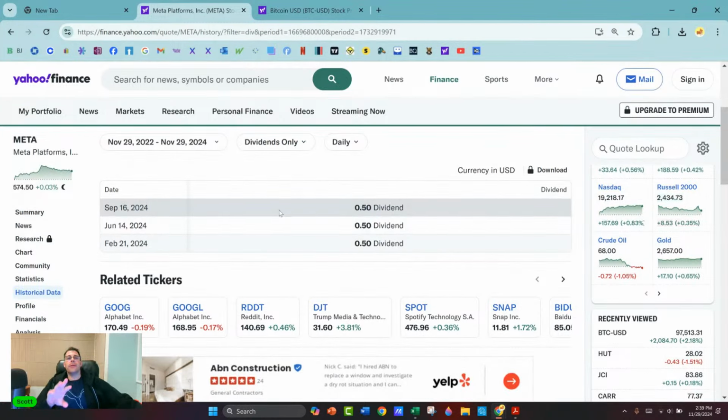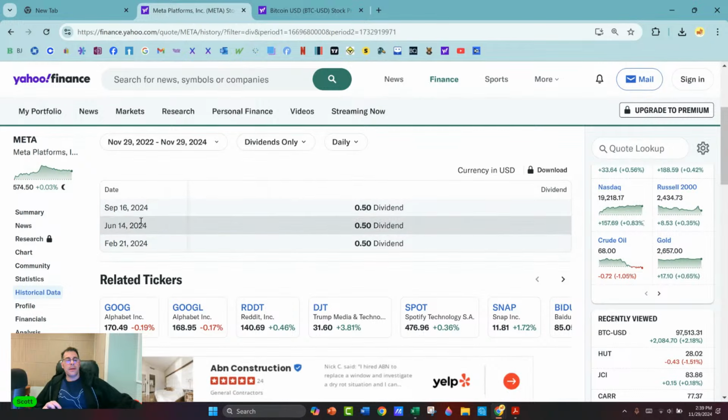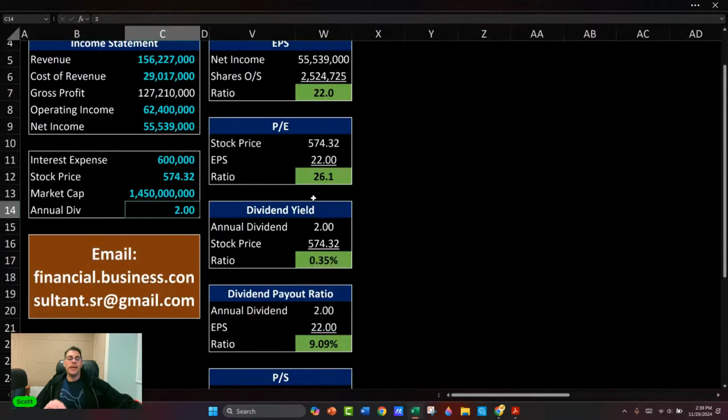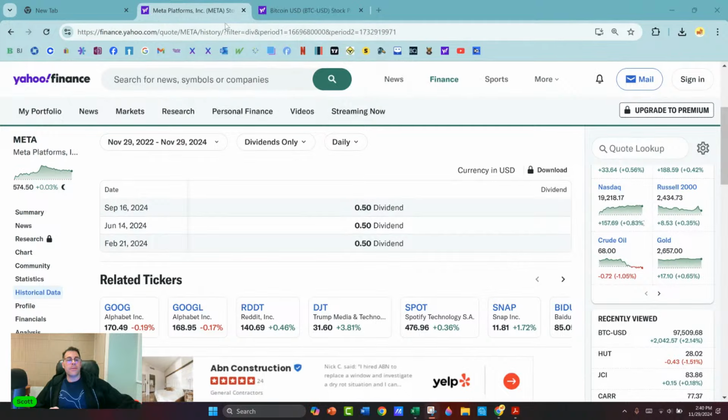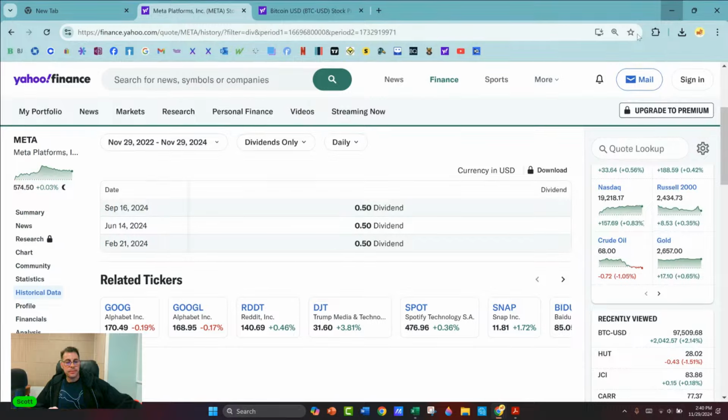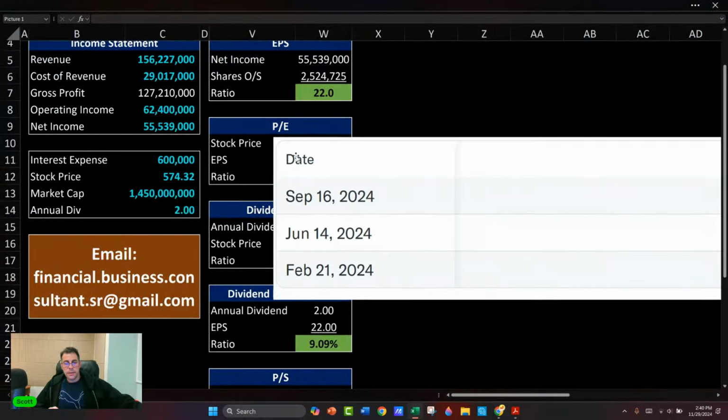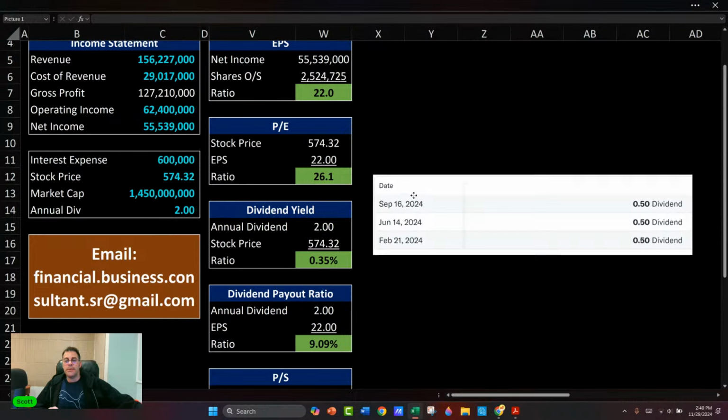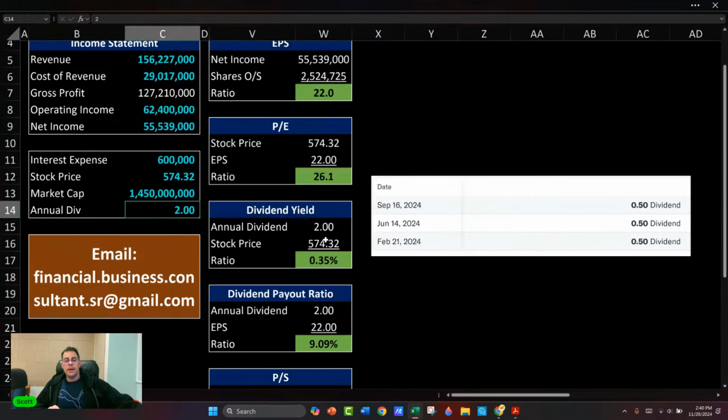Okay, so they've only paid 3 dividends ever, Meta. The last 3 quarters they paid 50 cents. So the way Yahoo Finance calculates their dividend, they take the most recent dividend and multiply it by 4 because it's a quarterly dividend. So even though they haven't paid $2 in dividends, since it's a quarterly dividend, you just multiply it by 4, and that's how you get your annual dividend. So the yield is currently 0.35%.